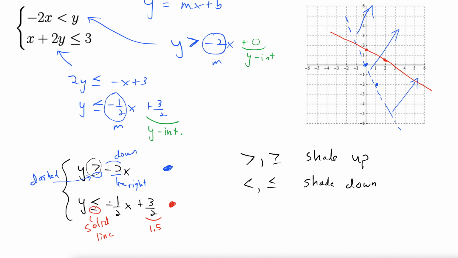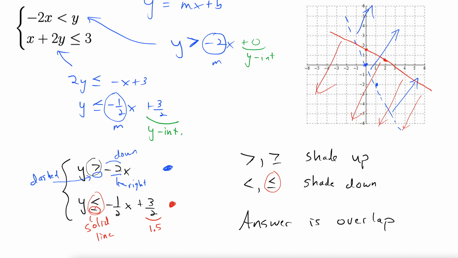And y is less than in this one. Well, less than means we shade down because it's in y equals mx plus b form. So here, and I'm not overdoing it because this is not our answer yet. There we go. The answer is the overlap.